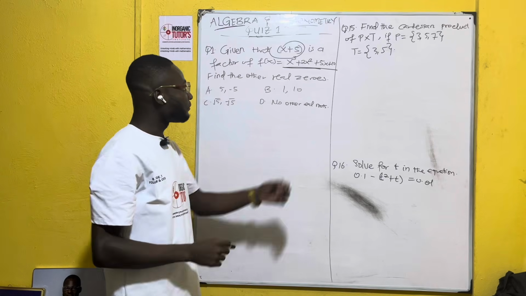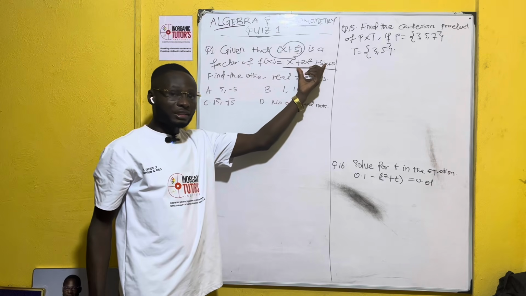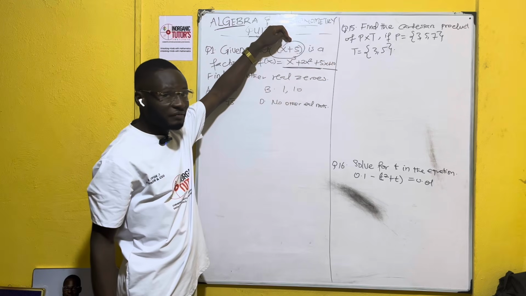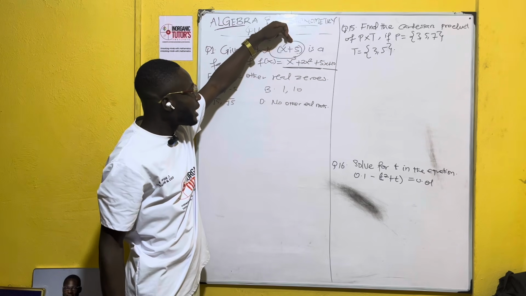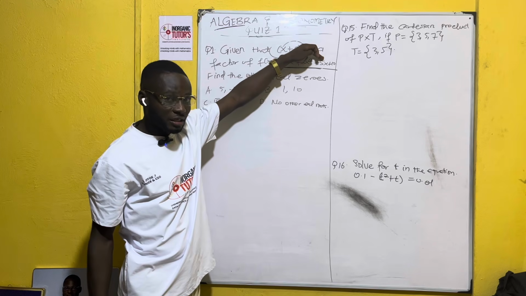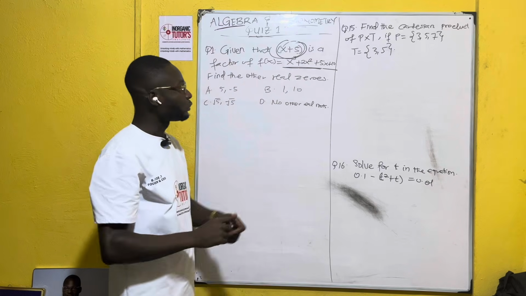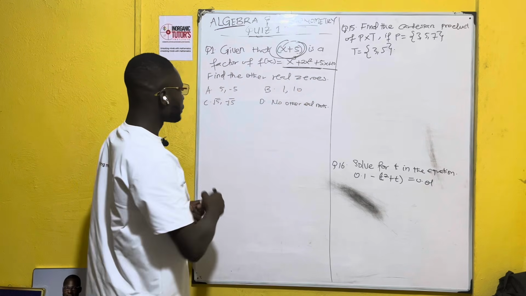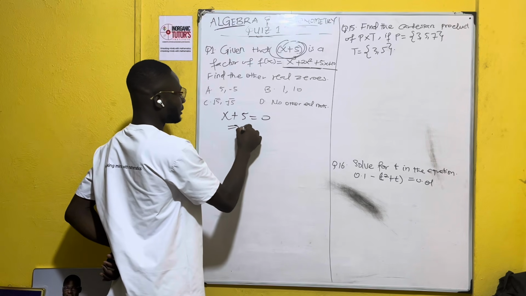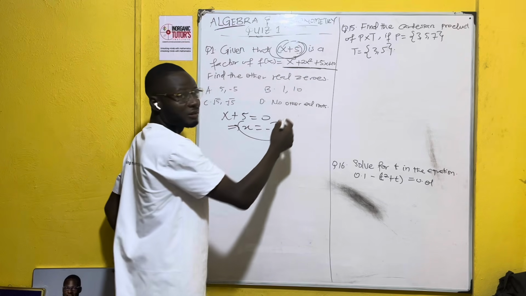This means that if we set this expression to 0 and substitute the result into this polynomial function, the result must give us 0 because it is a factor. But if you substitute x plus 5 equals 0 into this polynomial function and the result does not give 0, then x plus 5 is not a factor of this polynomial function. So let's try it out. x plus 5 equals 0, which implies that x is equal to negative 5. So we substitute this into the polynomial function.